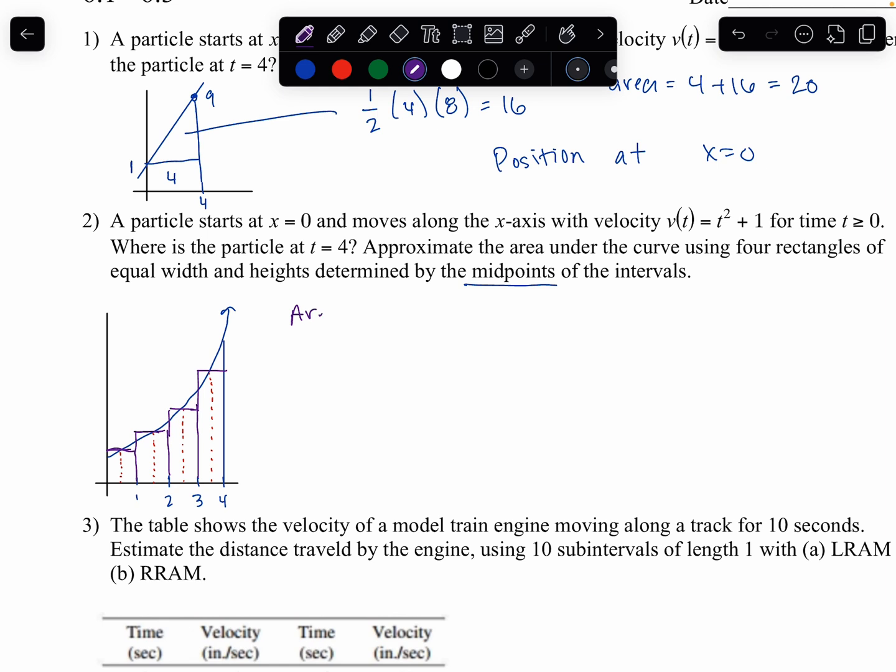And so the area is going to be equal to, so I don't really have to worry about the base of these rectangles, since the base of all these rectangles is going to be 1. So basically, I'm just going to be adding up the heights of all these rectangles.